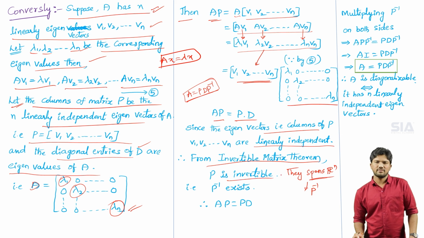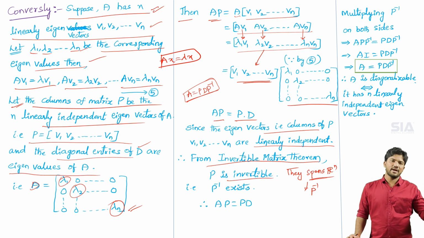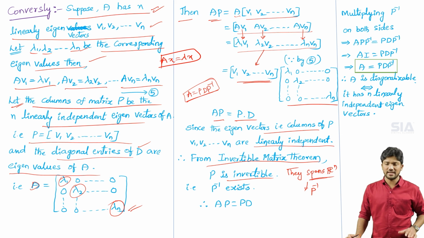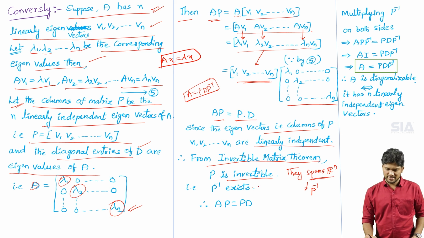So therefore P is invertible. Why? Because in the invertible matrix theorem we can say A is invertible whenever capital A has linearly independent eigenvectors. Similarly here, capital P is invertible whenever capital P has linearly independent eigenvectors. So therefore P inverse exists.